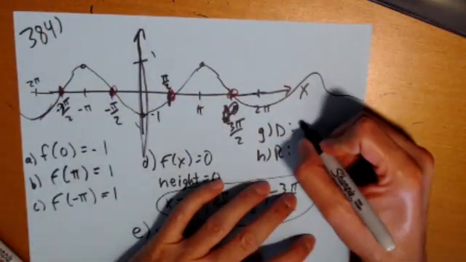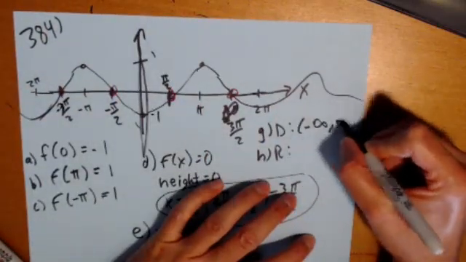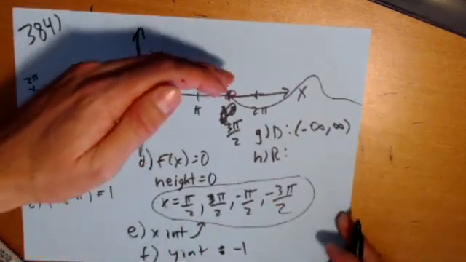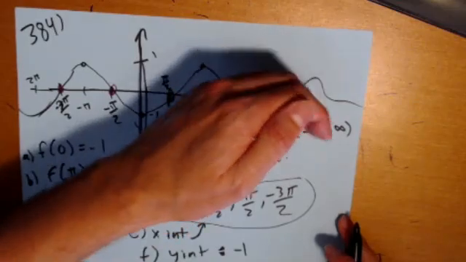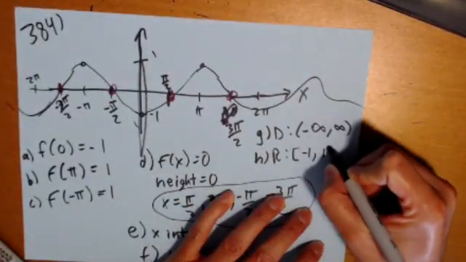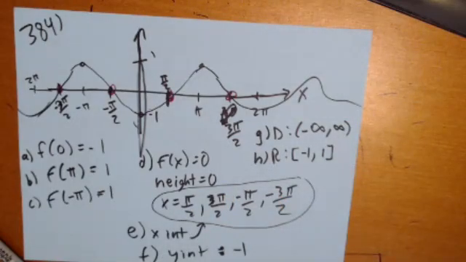So the domain, negative infinity to infinity. And then the range, you'll see that it's a wave, and it goes up to 1, down to negative 1, up to 1, down to negative 1. So the range is always between negative 1 and 1.